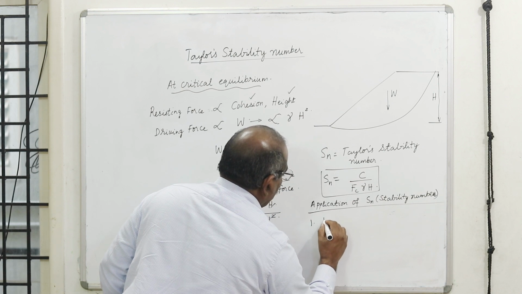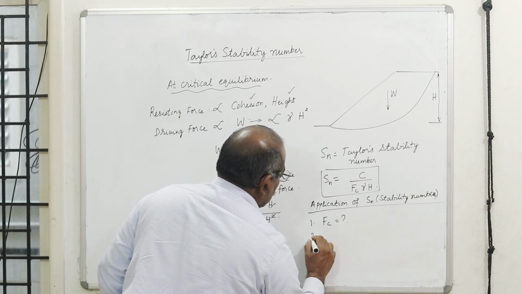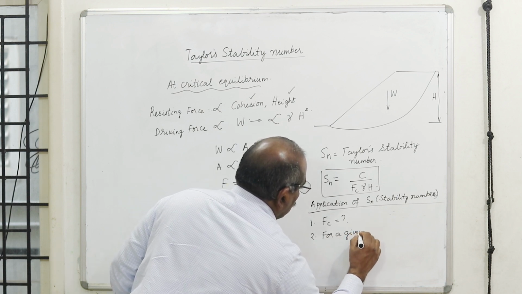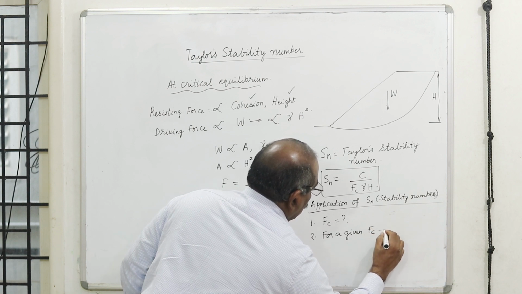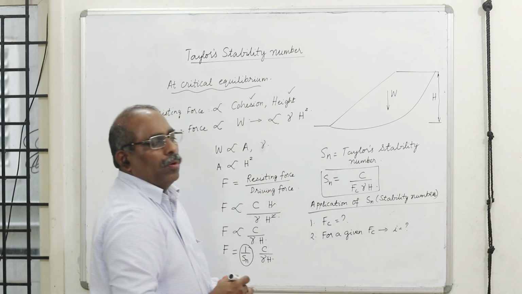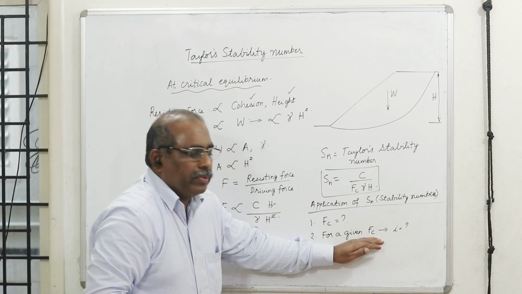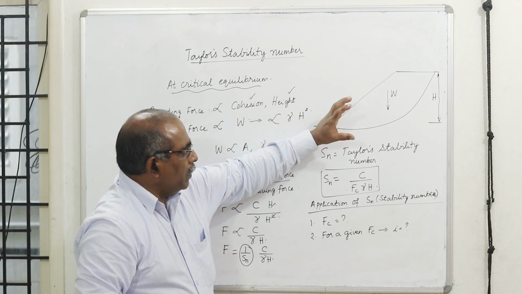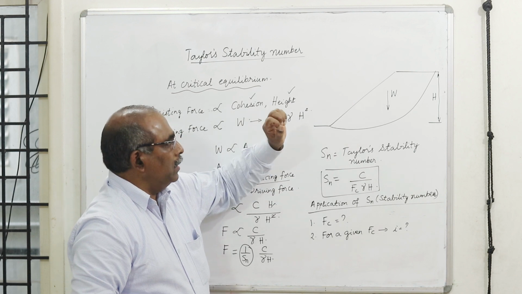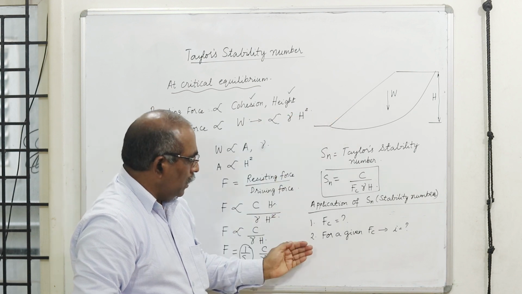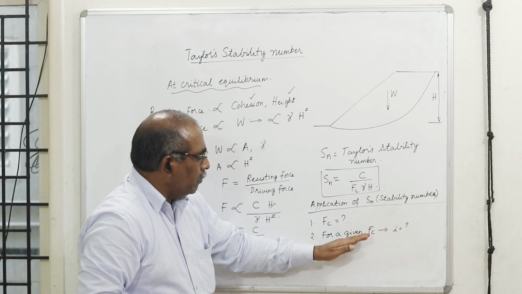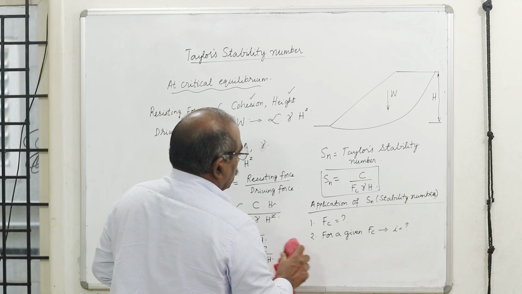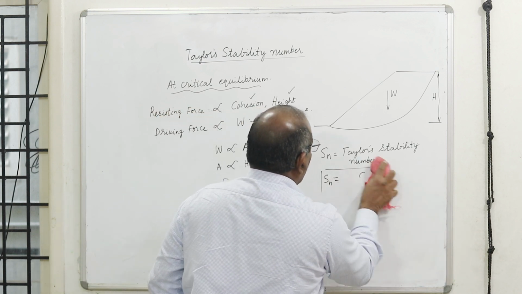One is to find out what is the factor of safety with respect to cohesion. The second one is, for a given factor of safety, what is the slope angle? I can design my slope. I want this factor of safety. I got my properties: my slope height, my cohesion, my angle of internal friction, and my unit weight. For that, what angle do I need to get my prescribed factor of safety? It is going to be safe. These are the two important applications. Now we will try to see how to work this out.